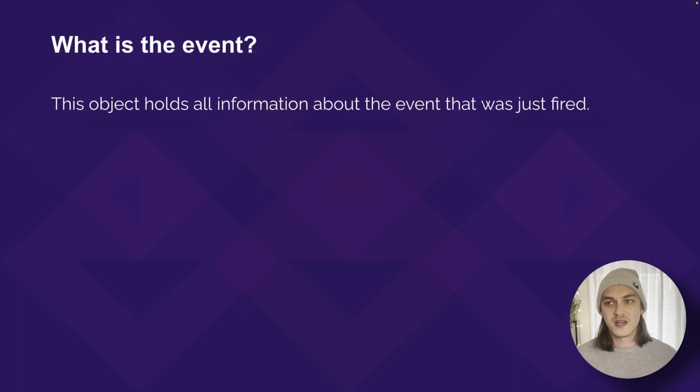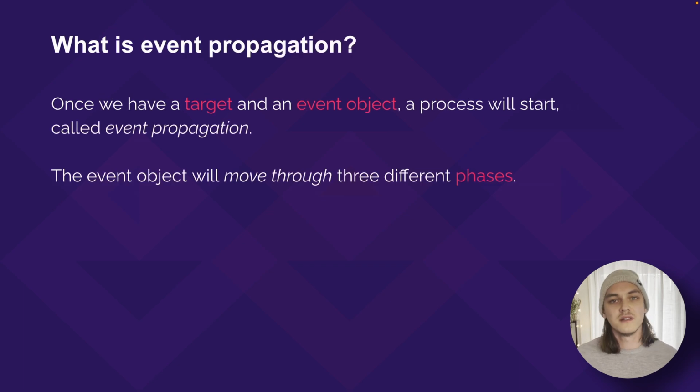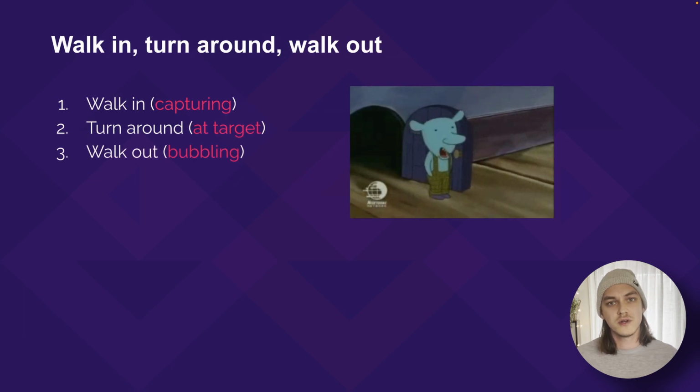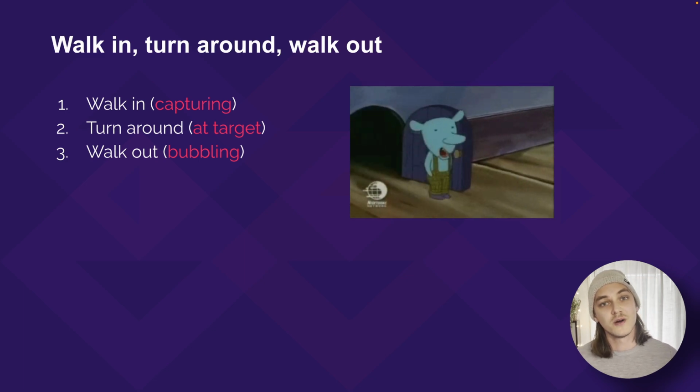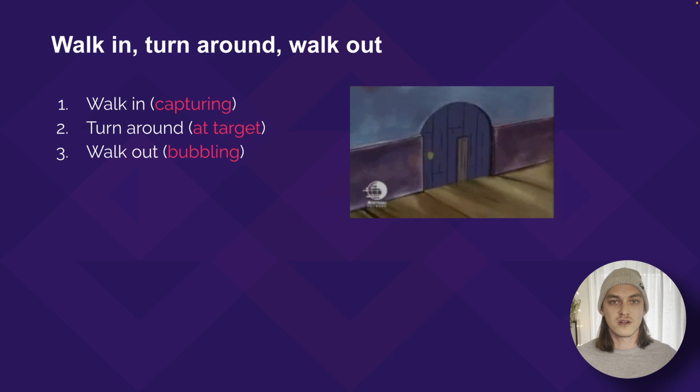The event is an object that holds all information about the event that was just fired. And the thing to know is that this event object is crucial and plays a very important role in the system that we will now be discussing. And this system is known as event propagation, because once we have a target and an event object, a process will start known as event propagation. And what this process entails is that it will move through three different phases as follows: capturing, at target, and bubbling. I view them as walking in, turning around, and walking out the same way we walked in.